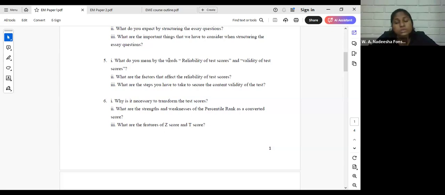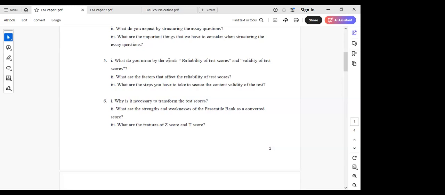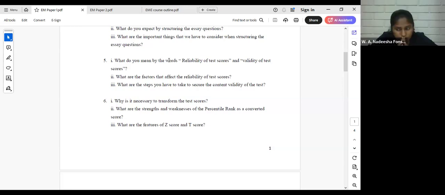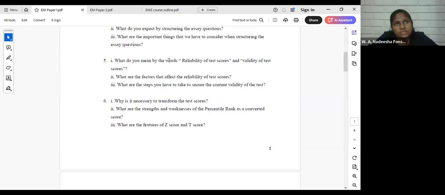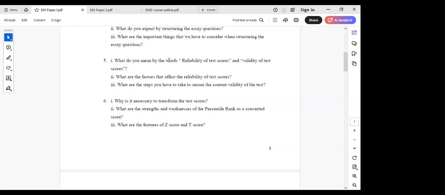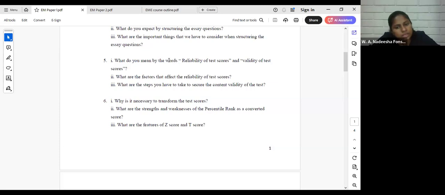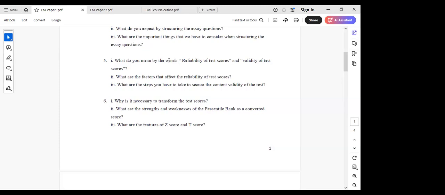There, T score is defined by using mean 50. Yes, what constants? Constants means for the mean value it is 50. Standard deviation is 10. So within that calculation, we can get rid of negative marks and zero values. Yes, those are the features.